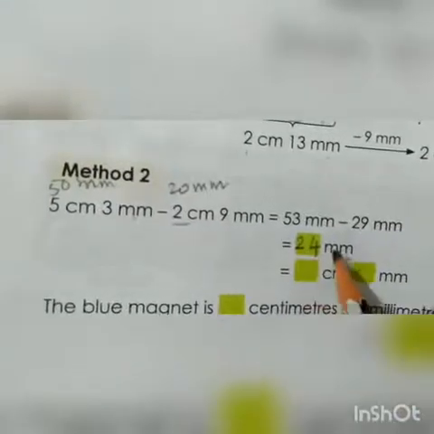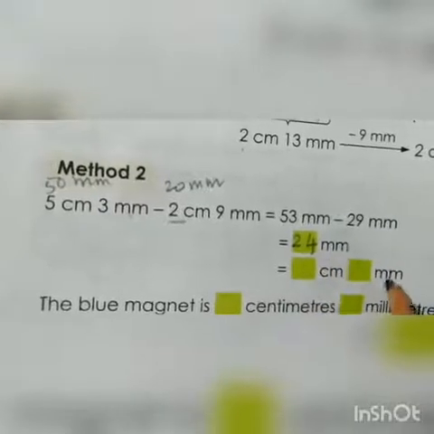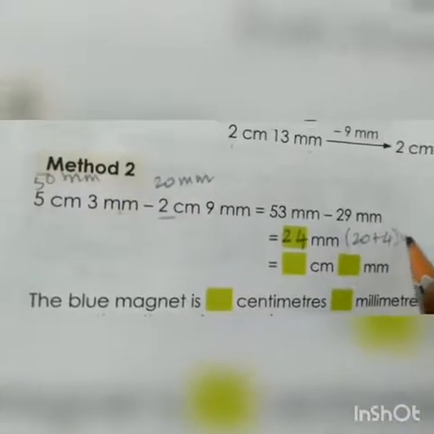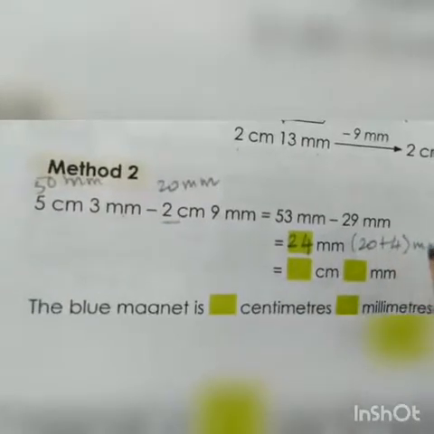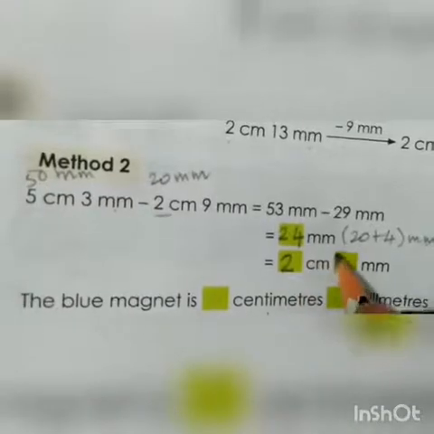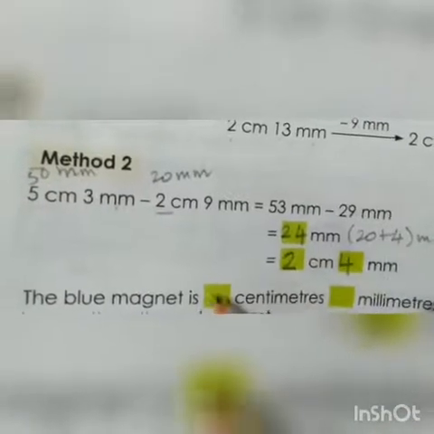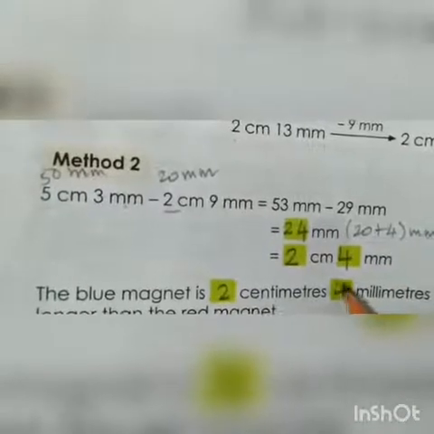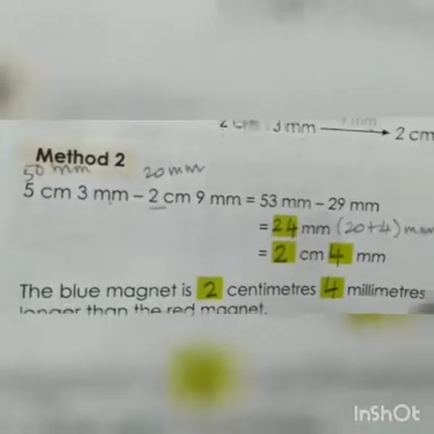Now we have to convert millimeter to centimeter and millimeter. Separate 24 as 20 plus 4 millimeter. Write 20 millimeter as 2 centimeter and keep 4 millimeter as it is. Therefore we got the answer as the blue magnet is 2 centimeters 4 millimeters longer than the red magnet.